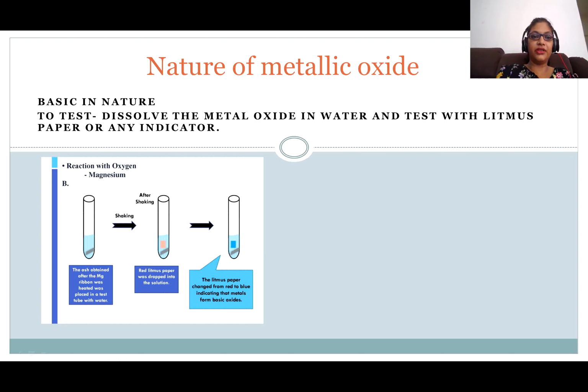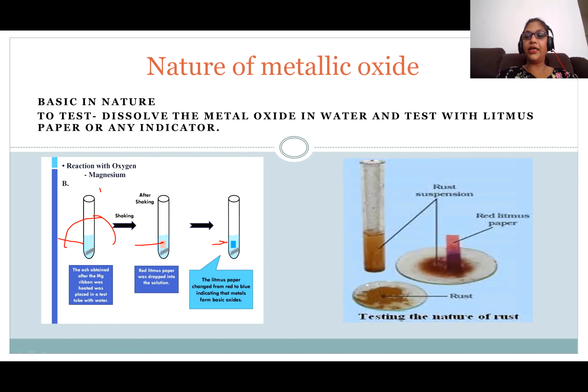So let us see this for the reaction where magnesium is reacting with oxygen. Magnesium burns with a dazzling fire, and white magnesium oxide is formed, which is a white powder. Now that white powder you can dissolve in water. Once you dissolve it in water, you can add the red litmus paper, and that red paper will change into blue color. That shows the magnesium oxide which was added to the water is basic in nature.